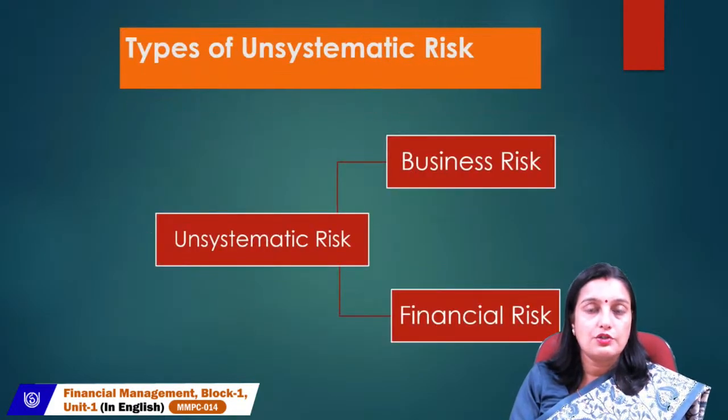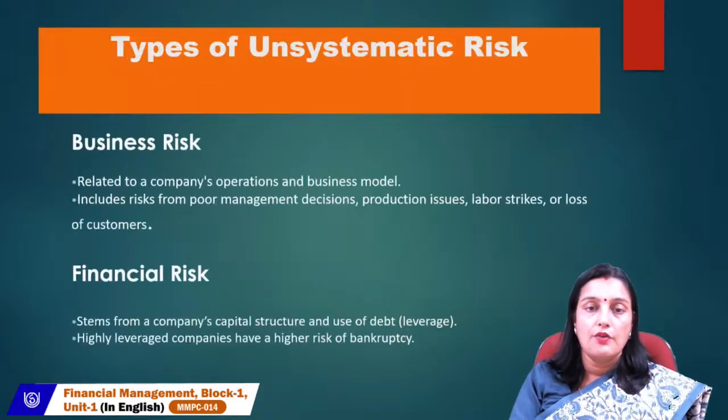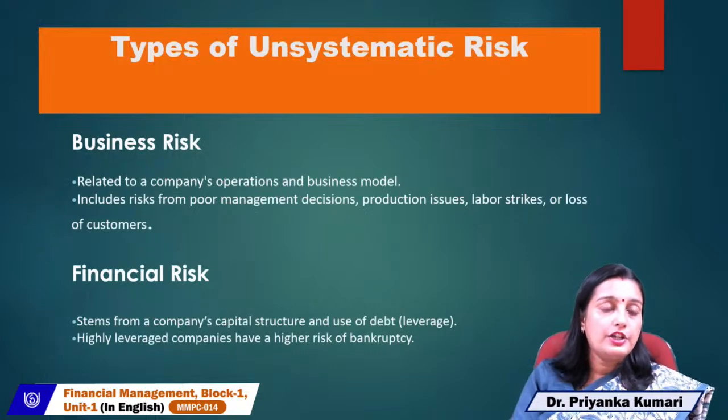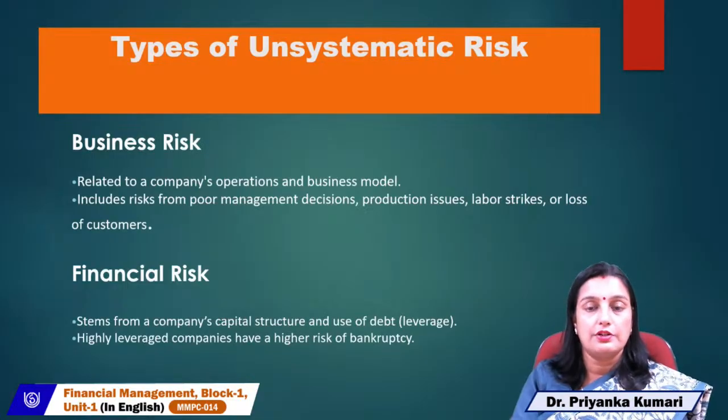The types of unsystematic risk are also defined in two parts. One is business risk, and another one is financial risk. Business risk is related to a company's operations and business model. It includes the risk from poor management decisions, production issues, labor strikes, or loss of customers. A business may face these issues, and because of these issues, the company or business cannot meet its expected desired goal.